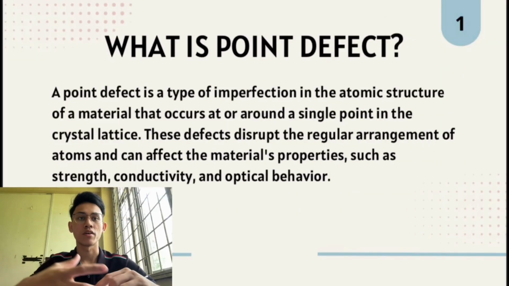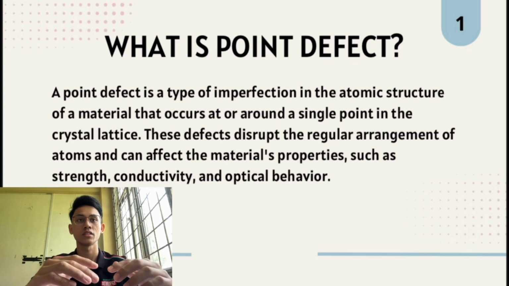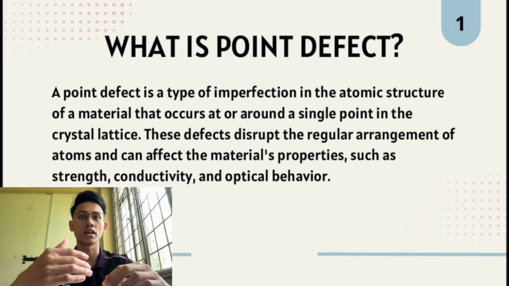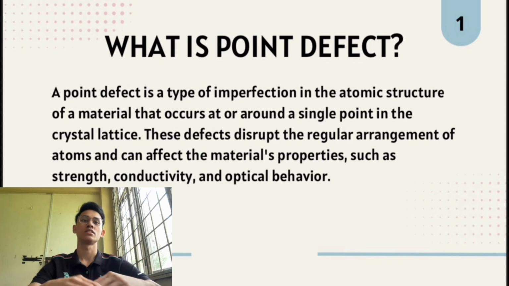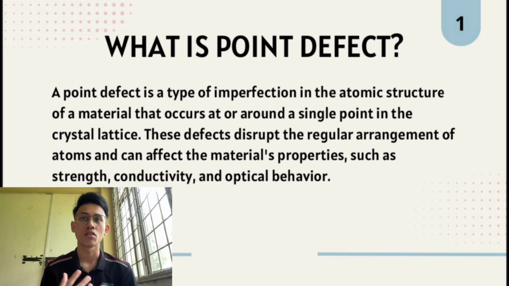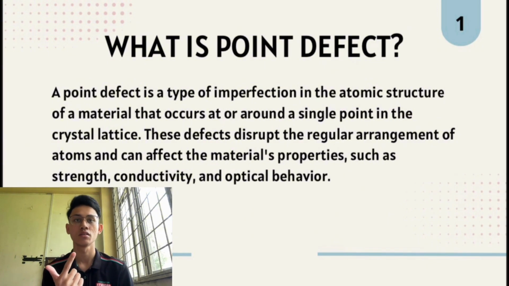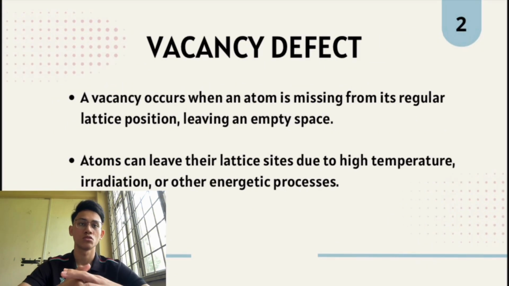So what is point defect? Point defect is the type of imperfection in the atomic structure of a material that occurs at or around a single point in the crystal lattice. This defect disrupts the regular arrangement of the atoms and can affect material properties such as strength, conductivity, and optical behavior. Moving on to vacancy defect.